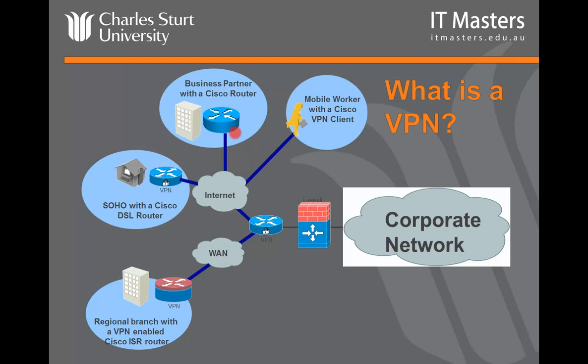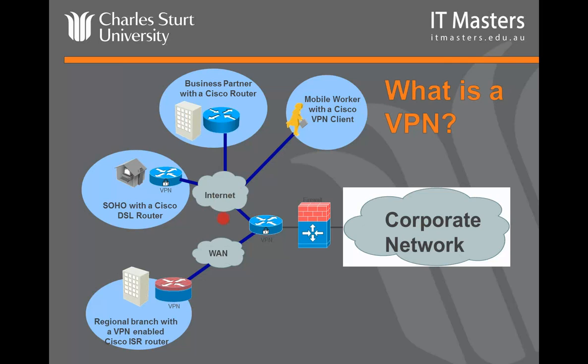You've got a business partner with a Cisco router, no VPN there, so it just comes in through the internet. And we've got a regional branch with a VPN enabled router. Really this is labeled as WAN, but it should come through the same position as the internet. And all of those VPNs are allowed through the firewall, terminate on this router here, and then through the firewall into your corporate network.